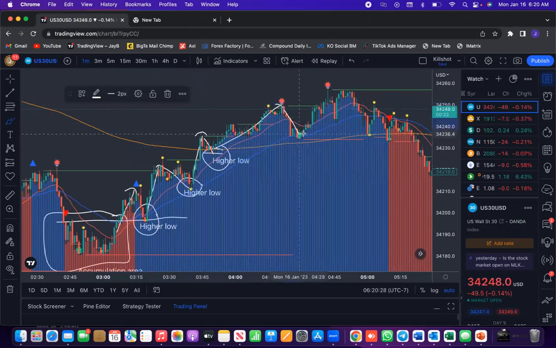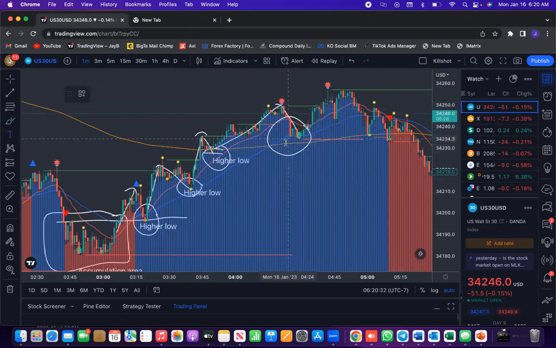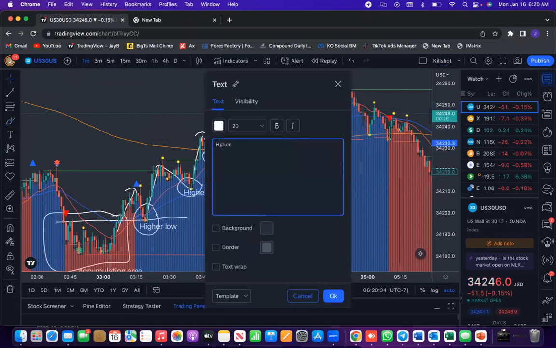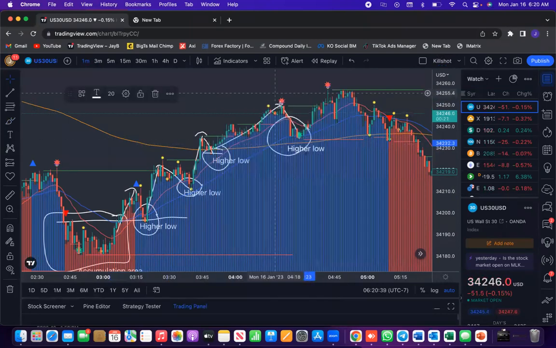It creates another what? Here. And as you can see, every time it creates one of these higher lows and wants to head back up, it's just reestablishing this trend. Right?